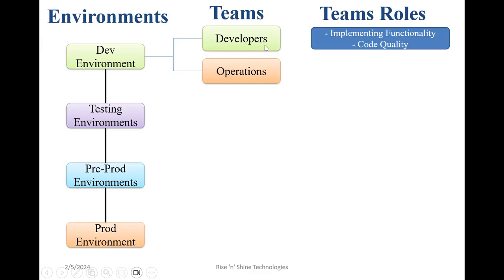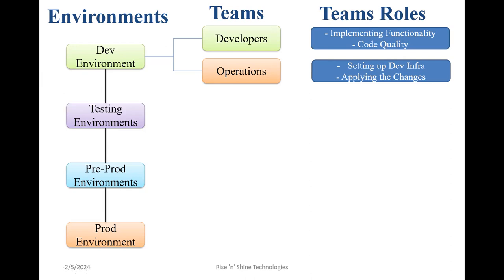So the developer's role is concentrating on the functionality and bringing the code quality. But the operation team is setting up that development infra and applying the changes as per the requirement. So the developers suggest the platform requirement, that is for Java, what is the Java version, what are the other dependencies. So both the teams should have the clarity about it. Here communication is required between the developers and operation teams.